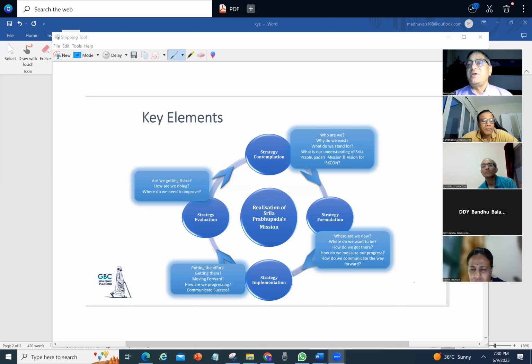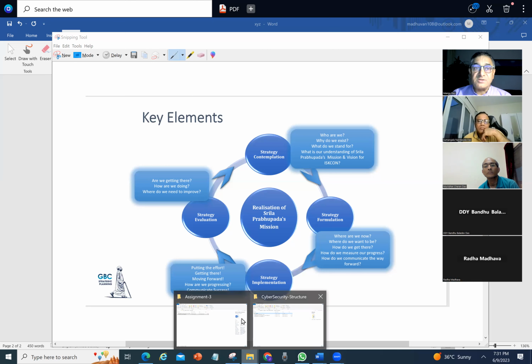So where are we now means, with respect to the project? Where do you want to go with respect to the project? How do you get there to meet the deliverables of the project? How do we measure the project progress? And how do we communicate as we go along? So these are some of the important components that come in the strategic management, in the strategy formulation, sorry.